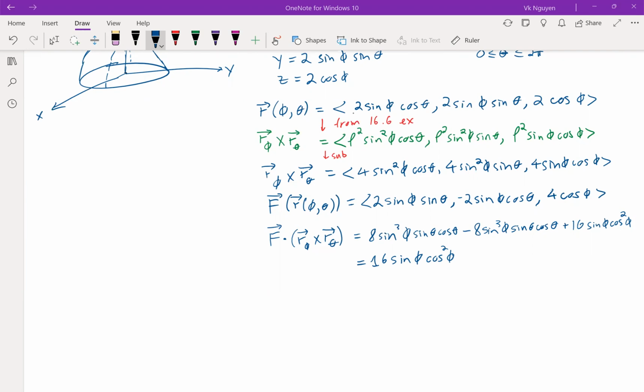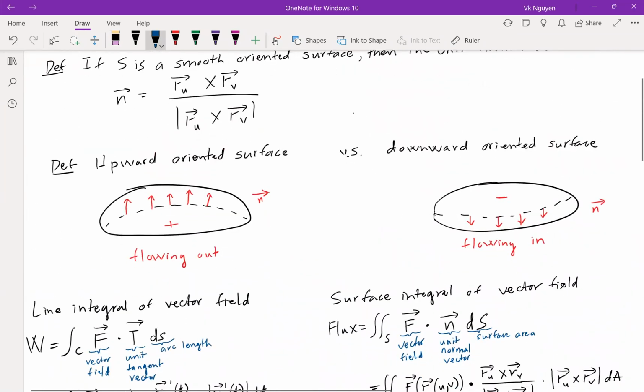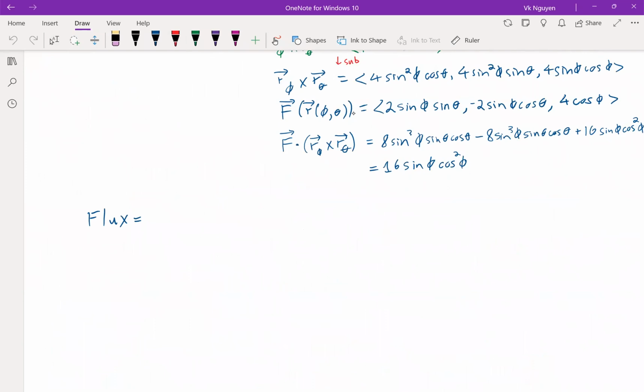Okay. Now we can compute the flux, right? Flux here. Well, it's going to be a negative because we are oriented downward. If you look at the definition here, oriented downward is flow in. So you got to put a negative in front of the integral. I'm going to explain this negative here. Oriented downward, and then double integral over S of F dot dS, negative, right?